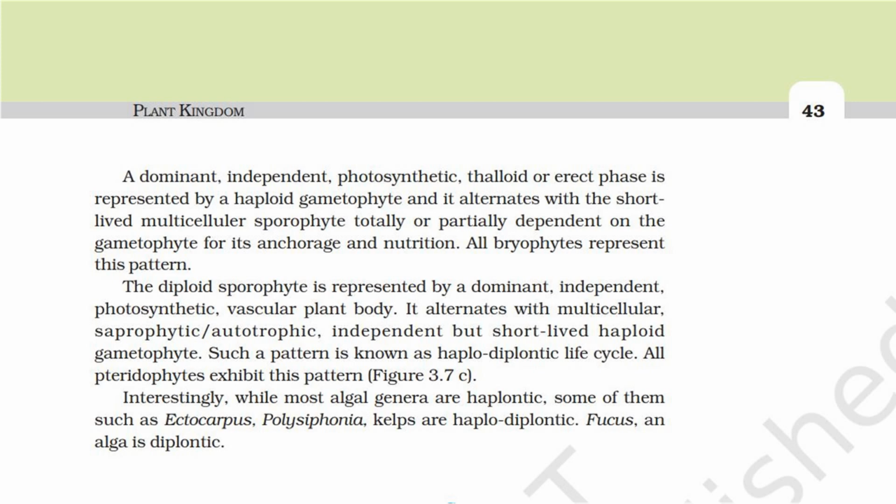The diploid sporophyte is represented by a dominant, independent, photosynthetic, vascular plant body. It alternates with a multicellular, saprophytic or autotrophic, independent but short-lived haploid gametophyte. Such a pattern is known as the haplodiplontic life cycle. All pteridophytes exhibit this pattern. Interestingly, while most algal genera are haplontic, some of them such as Ectocarpus, Polysiphonia and Kelps are haplodiplontic. Fucus, an alga, is diplontic.